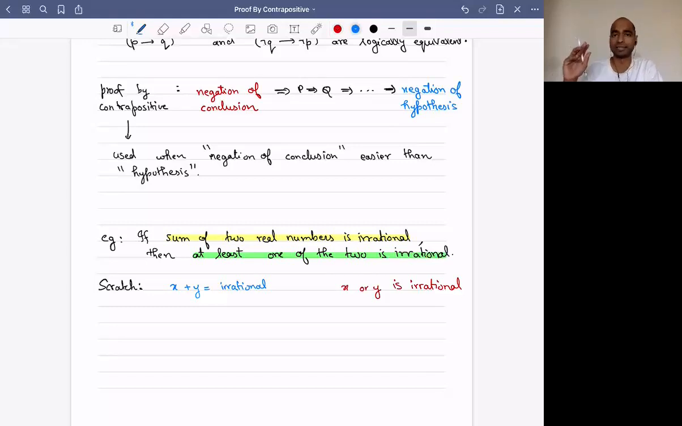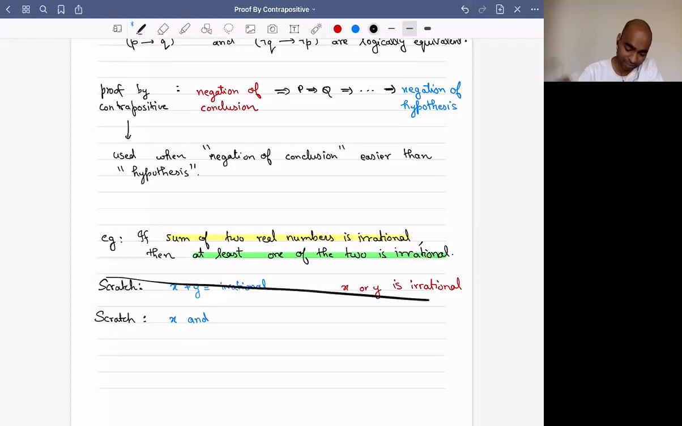So now I'll try the negation of the conclusion as my hypothesis. The negation of "or" becomes "and". So this is now attempt 2. The above one, I'll just literally scratch it, and let's start over again. This is very common, that some proof doesn't work and then you start over again. That's just life. So "x or y irrational", the negation is "x and y rational".